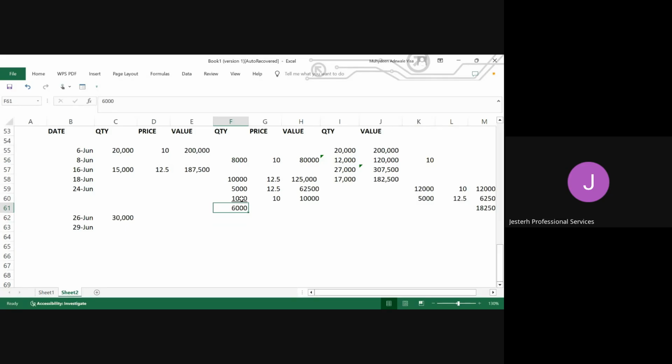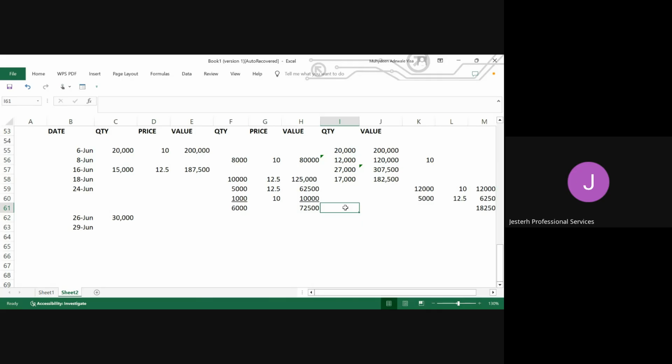Now we have issued out the total 6,000 units. At what total value? Now the total value of the 5,000 is 62,500 plus the 10,000. Now it means the total value of this 6,000 that we issued out is 72,500. Now, what is our closing balance?